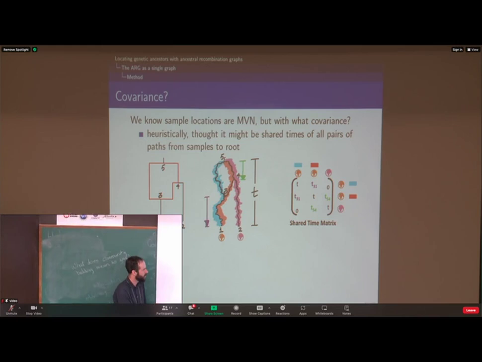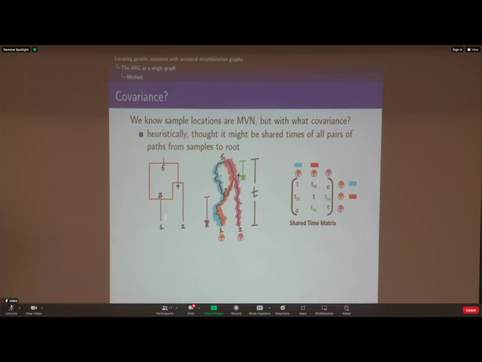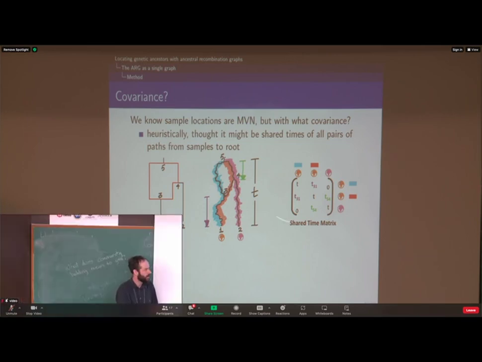For instance, sample 1 has two paths back to the root, over on the left or through 4 on the right. You can think of those as two different paths, and you can calculate the shared times between all of these paths, blue, orange, and create some matrix. Then you multiply that by the dispersal rate, and that gives you the covariance of the endpoints of each path, and that would work for us.